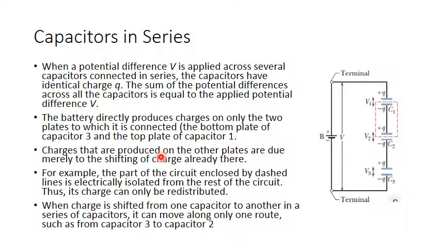On the other hand, if I'm talking about capacitors in series, the applied voltage will introduce charge Q in the first plate. The charge Q in the first plate will induce negative Q in the second plate of the first capacitor. This negative Q is connected directly to capacitor 2. So it will introduce positive Q in the first plate of capacitor 2, which introduces negative Q in the second plate of capacitor 2.